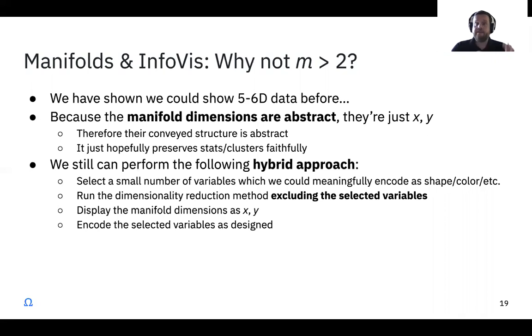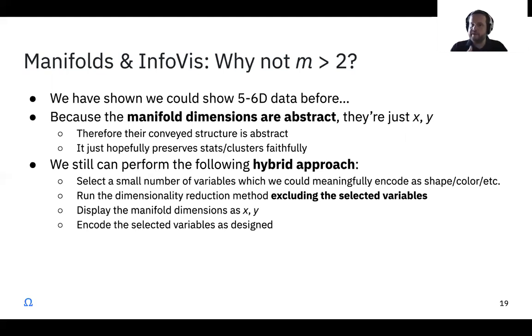The conveyed structure is abstract. All that you're looking at is, do I have some clusters? Do I have patterns in the data that I can visualize? That's all you can do. It just hopefully preserves stats and clusters faithfully. That's what you're trying to do with dimensionality reduction. It's a bit of an intuition to have.